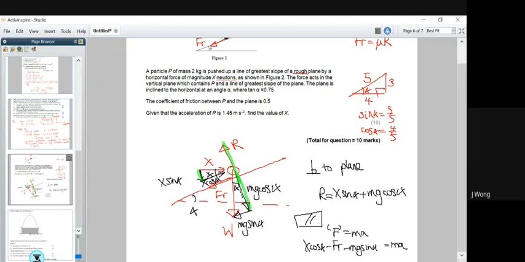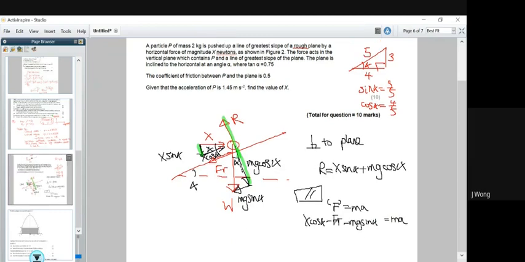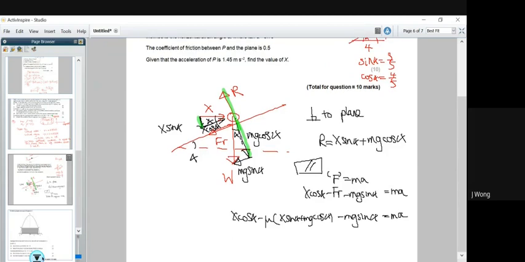Okay, so what do we have here? The first one, we need to know the reaction force. The reaction force is in the perpendicular plane, which will be R itself, x sine alpha, and mg cos alpha. So we could just resolve perpendicular to the plane, and we will have R as x sine alpha and mg cos alpha combined. So we just add these up: x sine alpha plus mg cos alpha. And then the other one will be parallel to the plane.